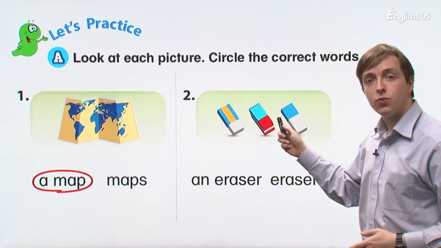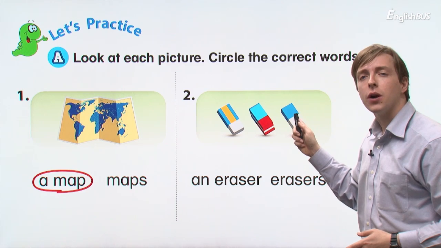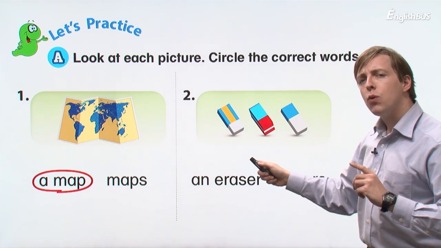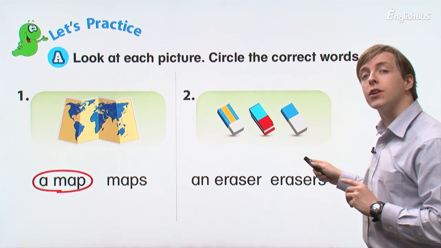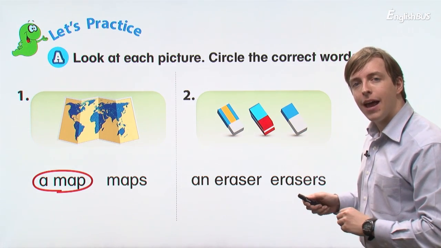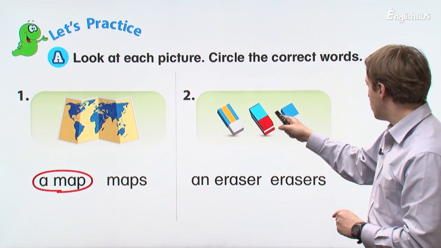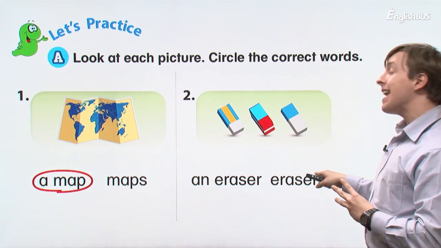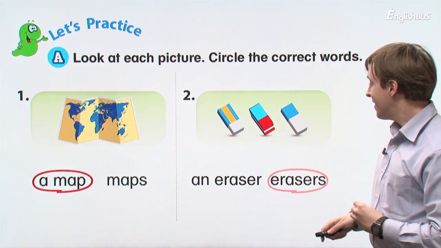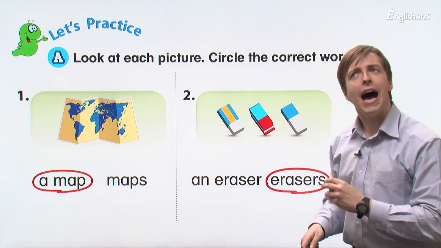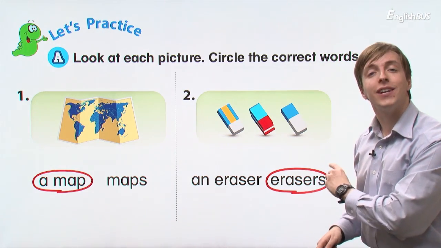Let's look over here. Do you remember this word? Yes, it is eraser. But is it an eraser or erasers? Let's count them and find out. 1, 2, 3 erasers. Yes, so not 3 uneraser, 3 erasers.